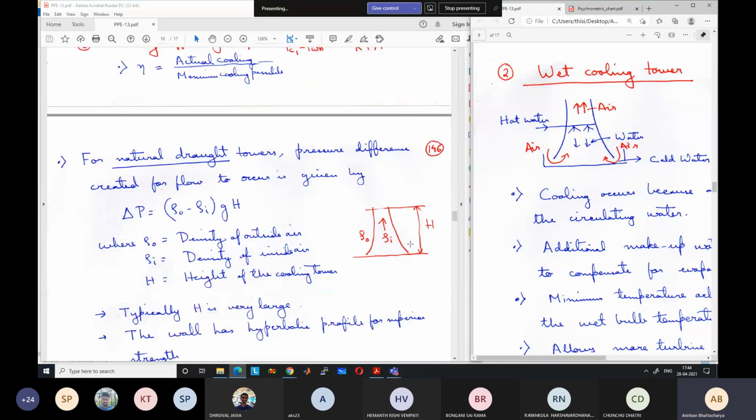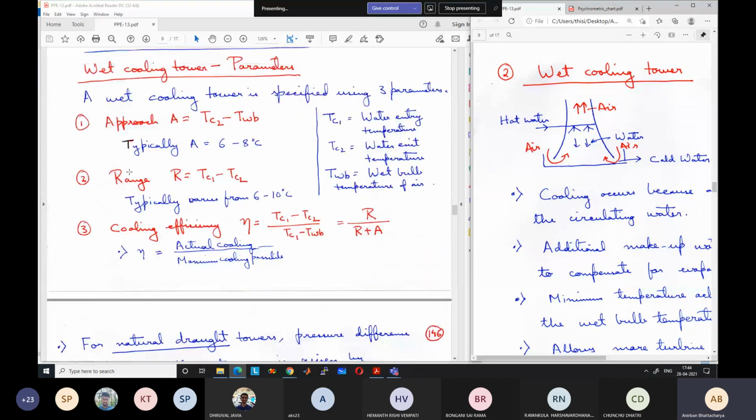So any questions? These are three important parameters. If somebody asks what are the important parameters to characterize a wet cooling tower, you have to say approach, range, and cooling efficiency.